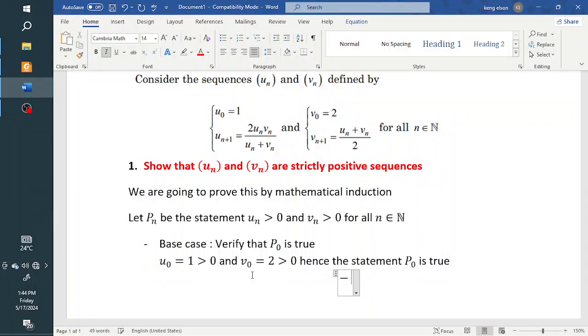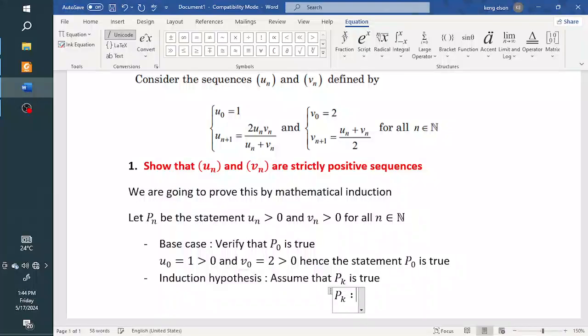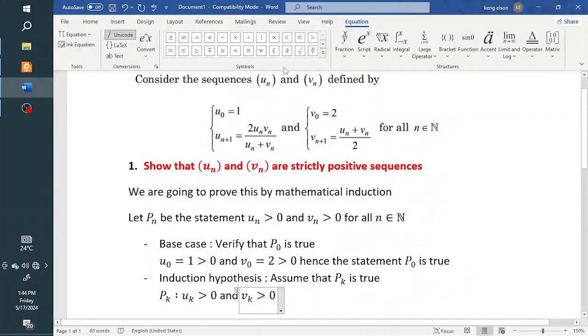Now the next thing is the induction hypothesis. Here we have to assume that the statement is true for n equal to some k. So assume that P of k is true. What does it mean by saying P of k is true? P of k is basically the statement uk is greater than 0 and vk is greater than 0.